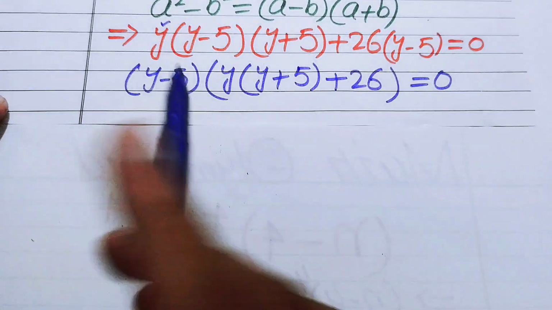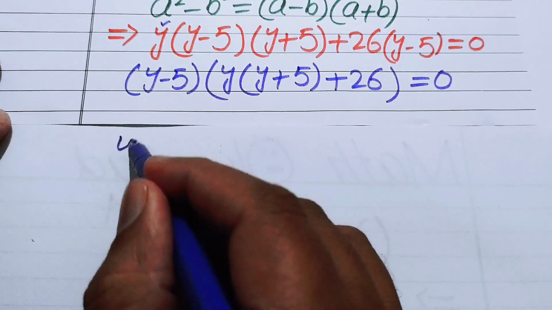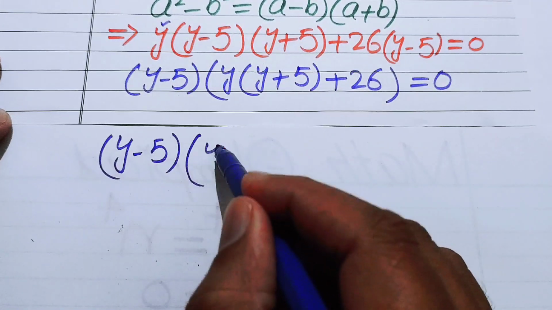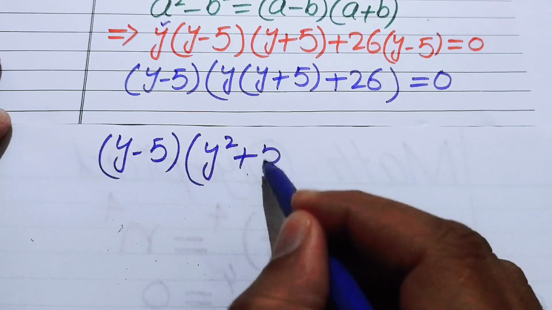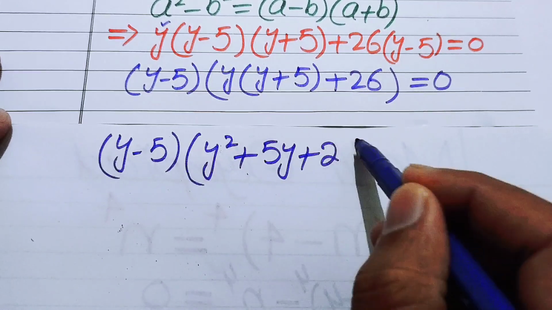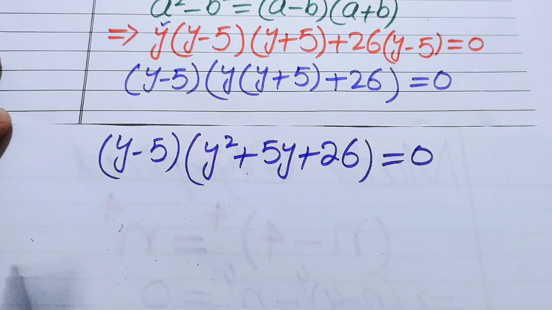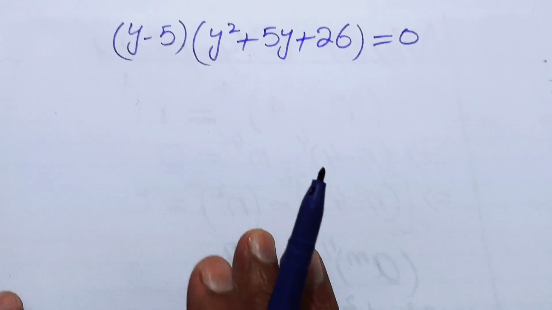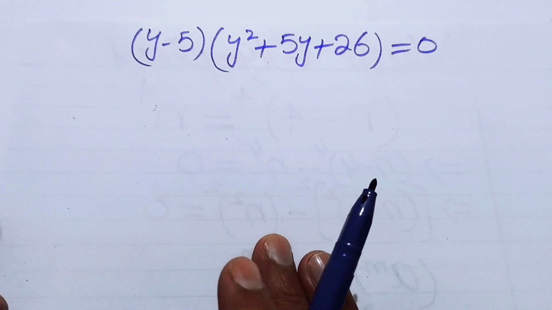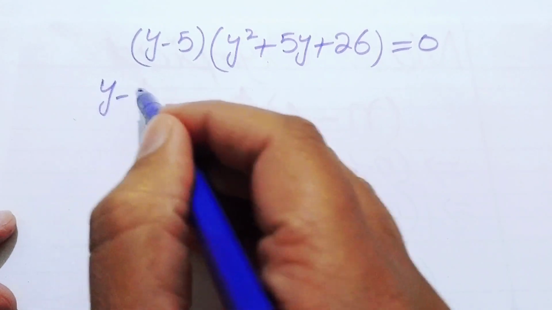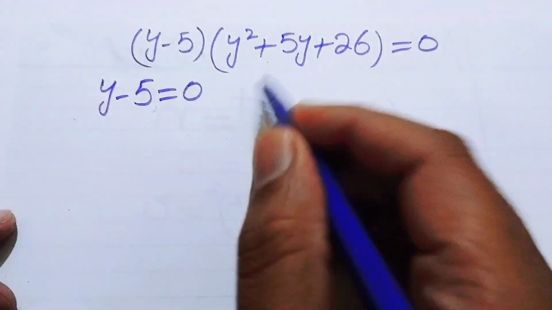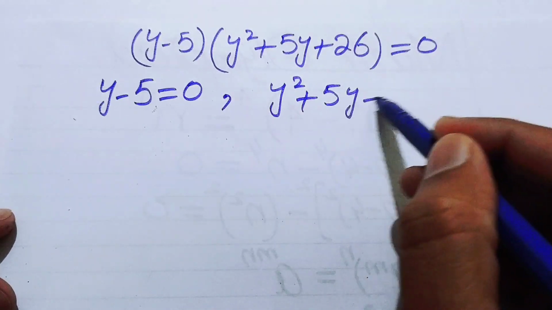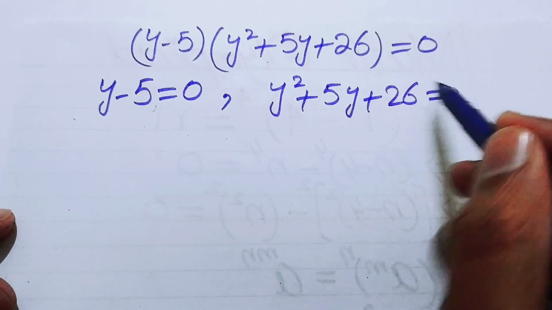In the next step we will make a little bit of simplification, and you will get y minus 5 times, we multiply this 5 on both of the terms, and you get y squared plus 5y plus 26, and this whole equation equals 0. So you see we have two cases here, so we divide this expression into two cases. Our first case is we write y minus 5 equal to 0, and the other case is we write y squared plus 5y plus 26 equals 0.